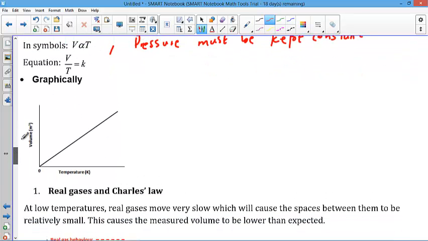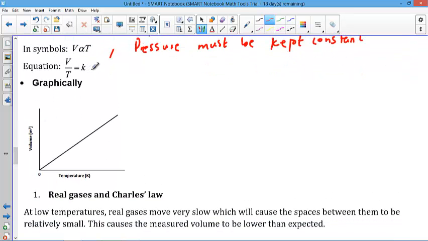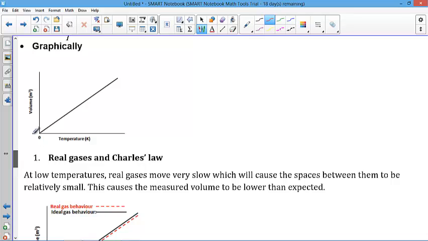And to make that an equation, we have to introduce a constant of proportionality, just like we did when we were working with Boyle's law. So this will become V over T is equal to k. If you want to represent that graphically, then you can draw a straight line that will be having a positive gradient, because an increase in temperature should cause an increase in volume, and that's what this graph here with a positive gradient means.